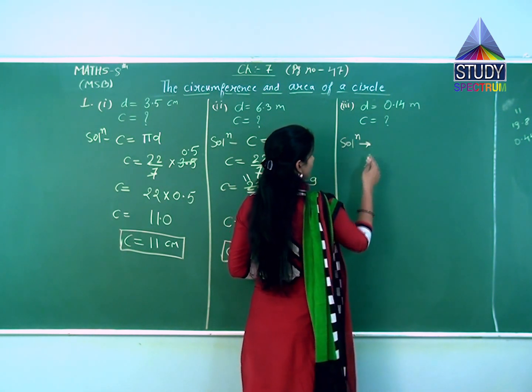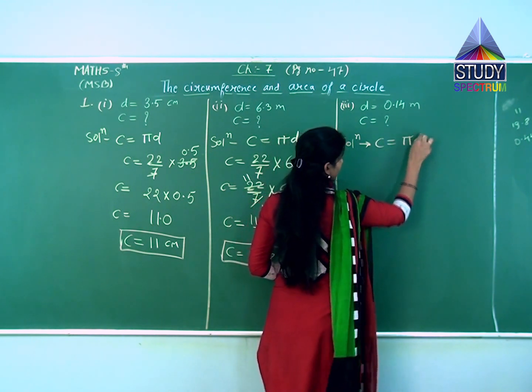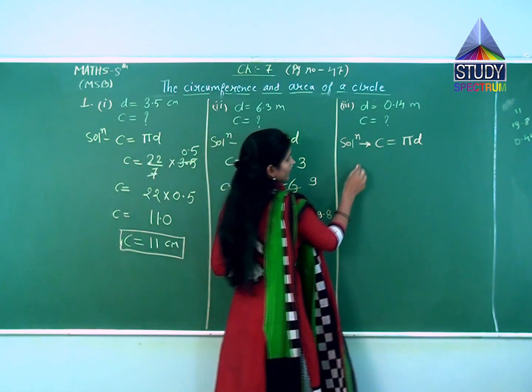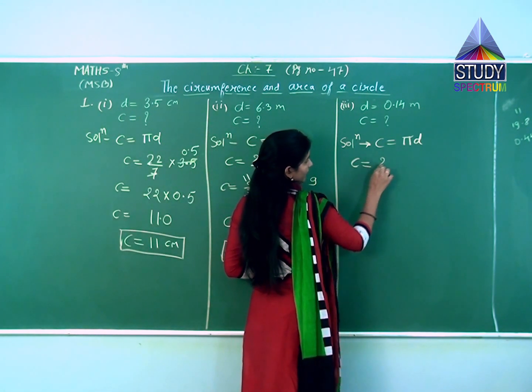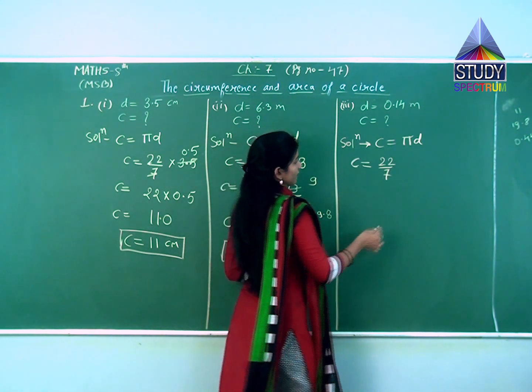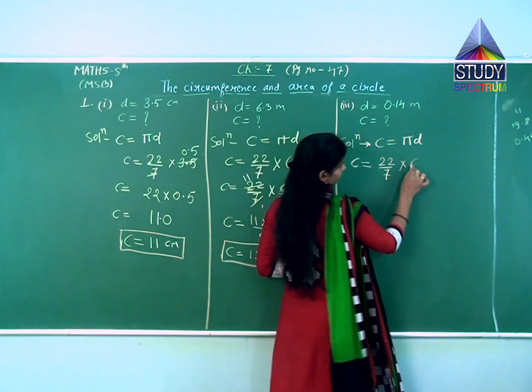In the solution, at first we will write C is equal to pi d. Now C is equal to pi, 22 by 7, into what is d? 0.14.